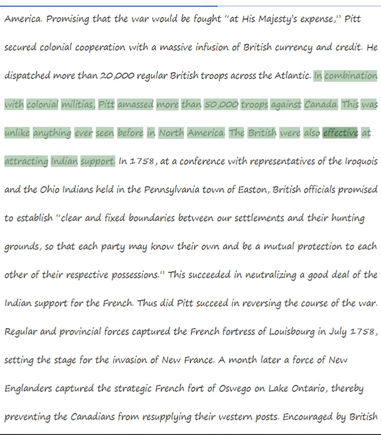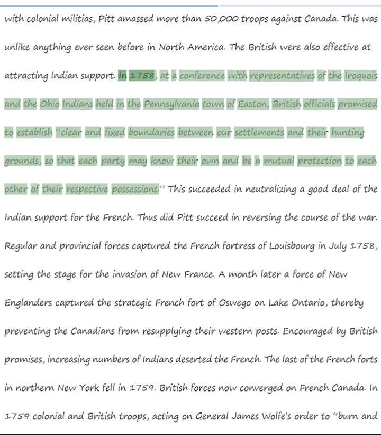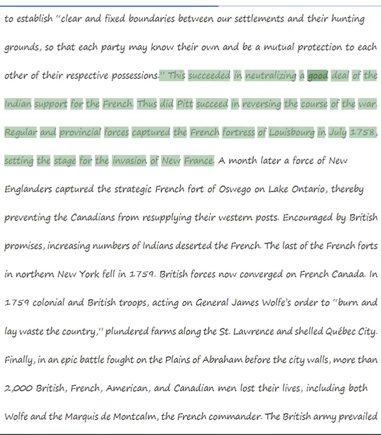The British were also effective at attracting Indian support. In 1758, at a conference with representatives of the Iroquois and the Ohio Indians held in the Pennsylvania town of Easton, British officials promised to establish clear and fixed boundaries between our settlements and their hunting grounds, so that each party may know their own and be a mutual protection to each other of their respective possessions. This succeeded in neutralizing a good deal of the Indian support for the French. Thus did Pitt succeed in reversing the course of the war.